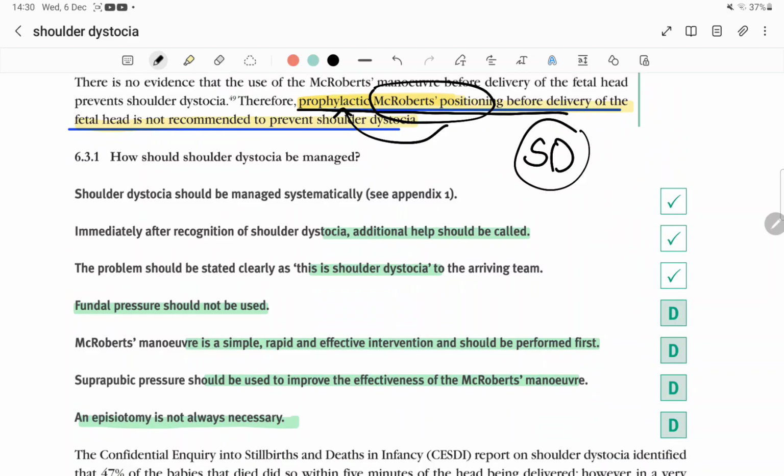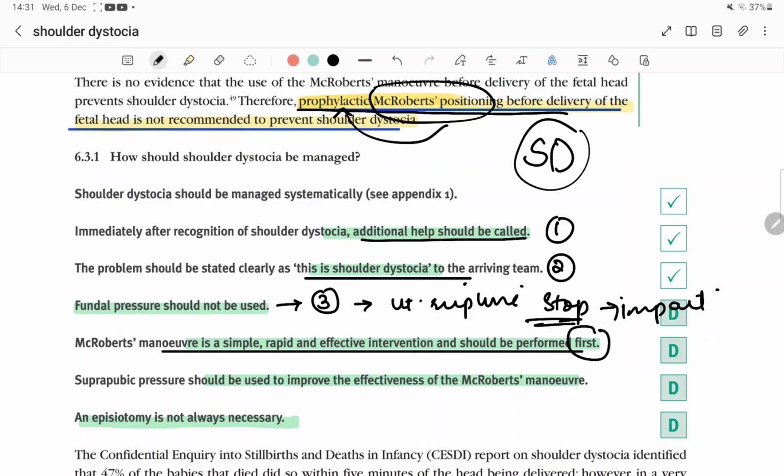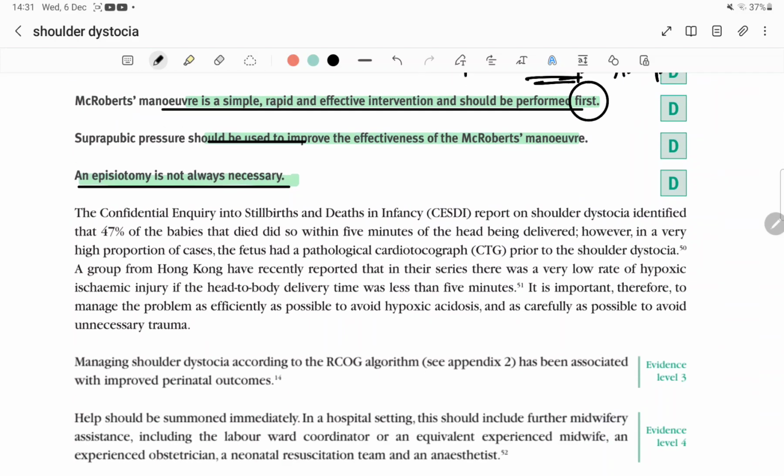Now once the shoulder dystocia has occurred, you have to call for help. First, you have to clearly state to the team that shoulder dystocia has occurred. Second, no fundal pressure, because fundal pressure will lead to uterine rupture. Ask the mother to stop pushing, because it will further impact the shoulder. Okay, first is the McRoberts maneuver. It is simple, rapid, effective and should be performed first. The second one is suprapubic pressure, and episiotomy is not always necessary.